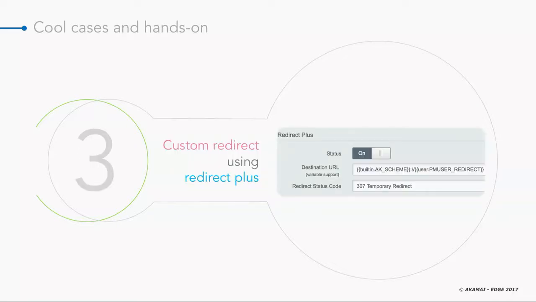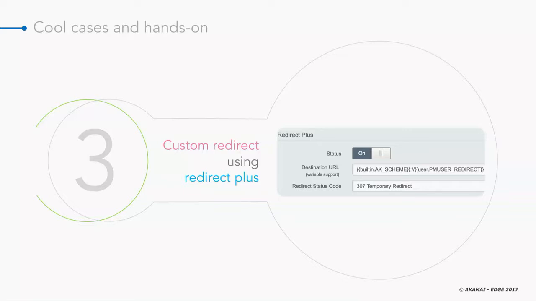Okay, this is a third example. In this case, you are creating custom redirections. We are using a behavior called redirect plus, but you can use the standard redirection behavior. So you're going to see that you're able to create the redirection using values that are coming from a specific variable. In this case, we are using a built-in variable, which is AK scheme, that is going to be HTTP or HTTPS, depending on the request of the end user. And then we are using another variable, which is called PM user redirect, to define the location of the redirection.